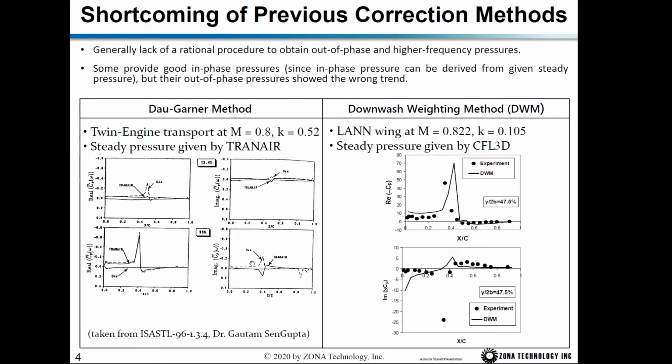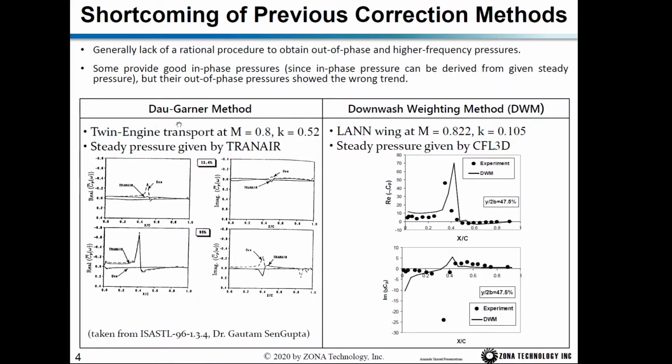So we want to show the shortcoming of the previous correction methods. Those methods generally lack a rational procedure to obtain the out-of-phase and higher frequency pressure. Some provide good in-phase pressure, because the in-phase pressure can be derived from the given steady pressure, but the out-of-phase pressure shows the wrong trend.